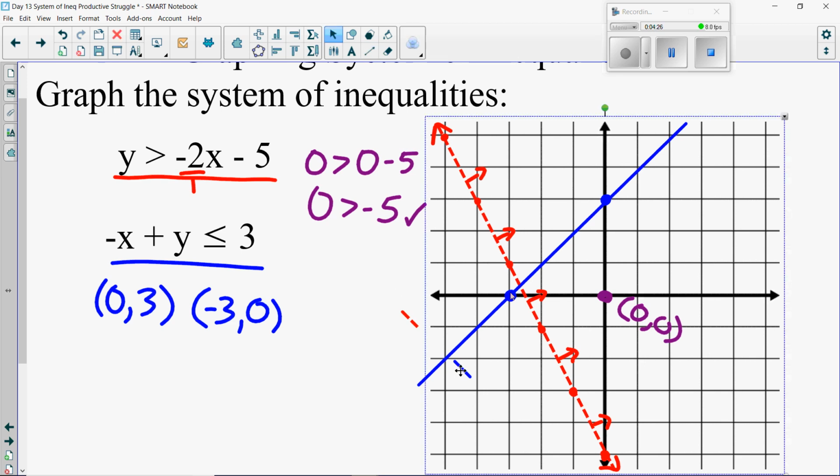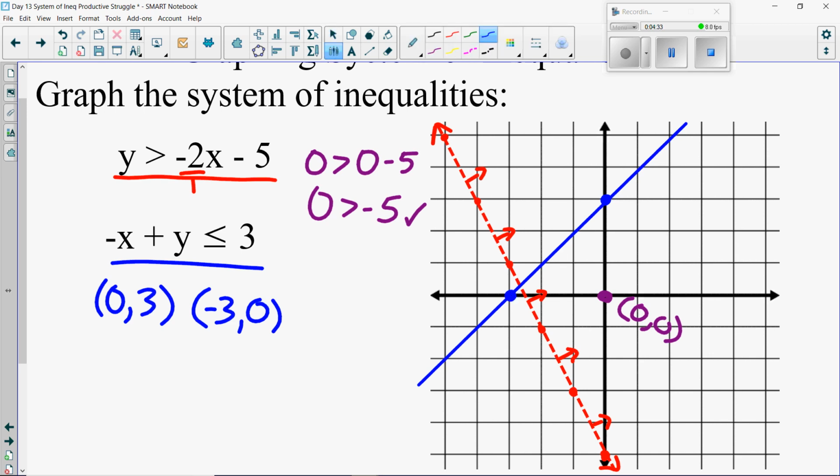Get rid of that little extra mark there. And we want it to be a line, so we'll have arrows. Now we have to decide which way to shade in for this one. So again, we're going to plug in 0, 0 because it's not on that boundary line. Negative 0 is still 0, plus 0 is less than or equal to 3. Well, 0 less than or equal to 3, that is also true. So for the blue line, we will also shade for 0, 0.